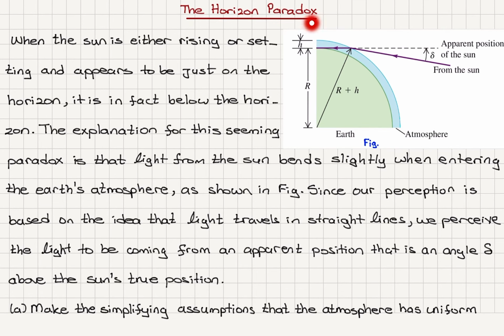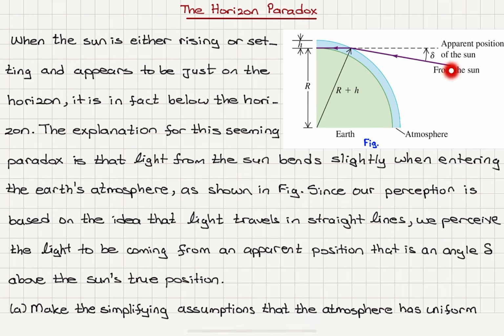The horizon paradox. When the sun is either rising or setting and appears to be just on the horizon, it is in fact below the horizon. The explanation for this seeming paradox is that light from the sun bends slightly when entering the Earth's atmosphere, as shown in the figure.